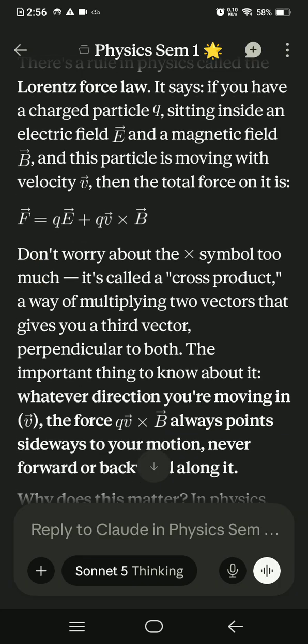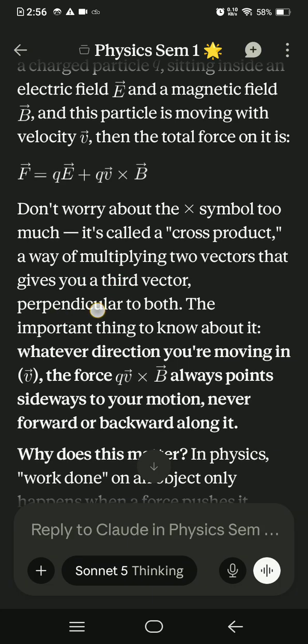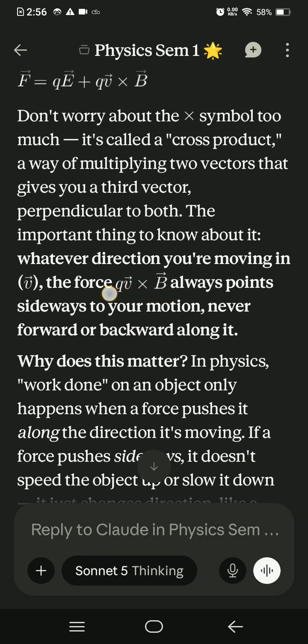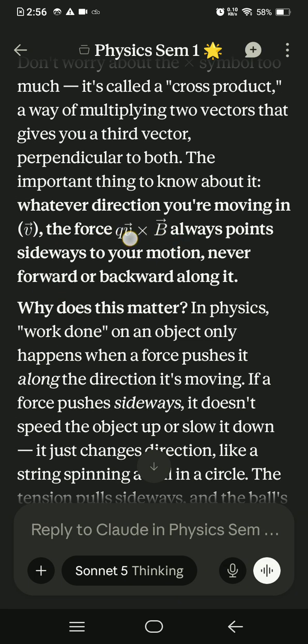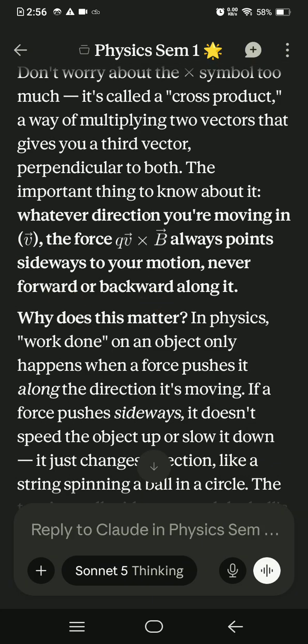Don't worry about the cross symbol too much. It's called the cross product, a way of multiplying two vectors that gives you a third vector perpendicular to both. The important thing to know: whatever direction you're moving in, the velocity V, the force QV cross B always points sideways to your motion, because the result of a cross product is always perpendicular to the two vectors. So the force always points sideways to your motion, never forward or backward along it.